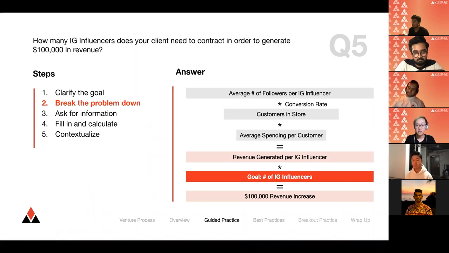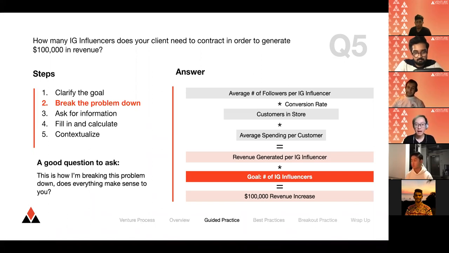And then at this point, you might ask, this is how I'm breaking the problem down. Does everything make sense to you? It's really important to keep the interviewer in the loop when you're doing these math problems, especially because you want to make sure the interviewer is following along with your approach and that it makes sense.